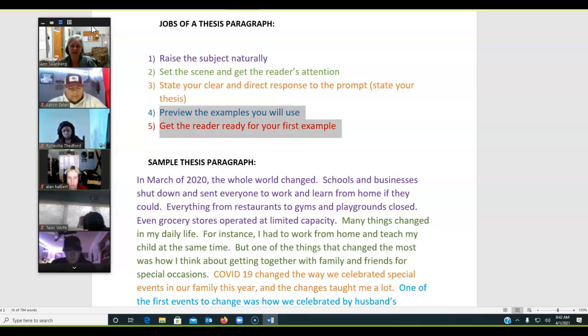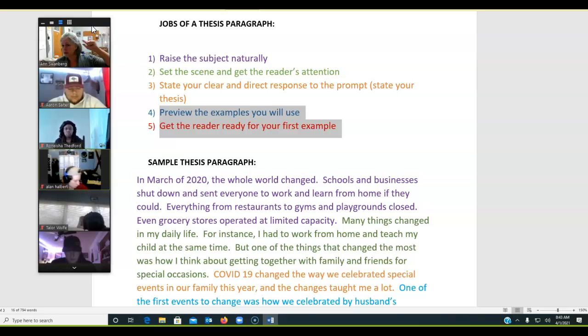So if one person says getting rid of them would be erasing history, you say getting rid of them would be erasing history. If somebody else says they honor our Confederate soldiers, then you say another reason is they honor our Confederate soldiers. I want you to preview the ideas that are going to be in each body paragraph.